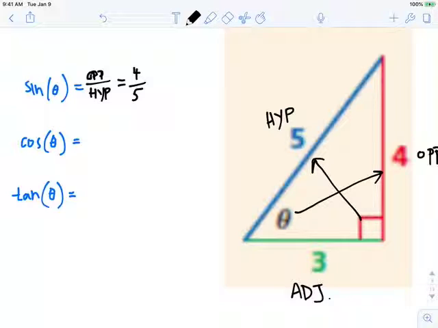Cosine of theta. Anybody remember how that one's defined? Adjacent over hypotenuse. So for this triangle, cosine of theta is 3/5. Tangent is defined as opposite over adjacent.